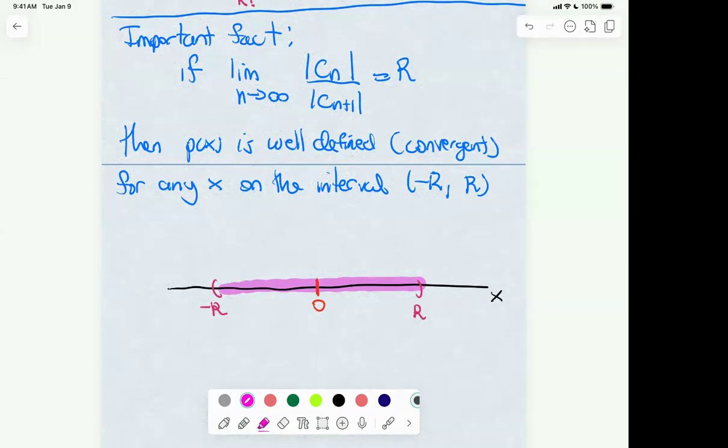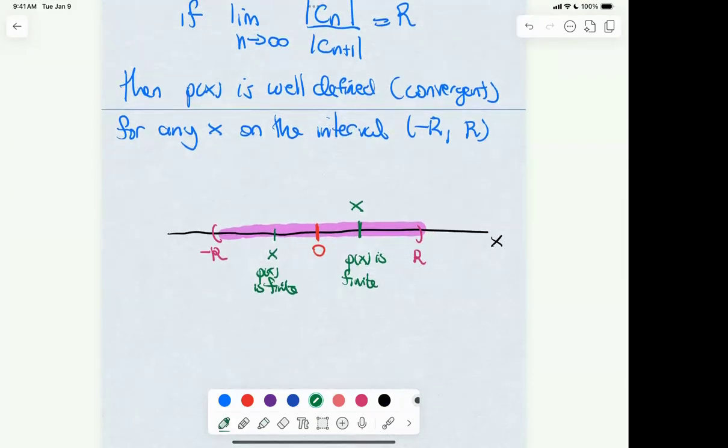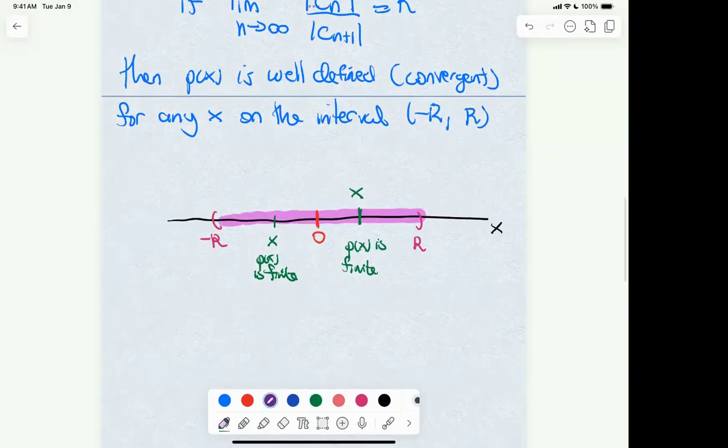Okay, so if you choose an x somewhere, p of x is finite. That's what I'm trying to say. And here p of x is finite as well. At the endpoints it is undetermined, meaning that it could be finite or not, and you do have to check separately. That's why it's left as an open interval. So p of negative r and p of r could be finite or not, so you have to check.